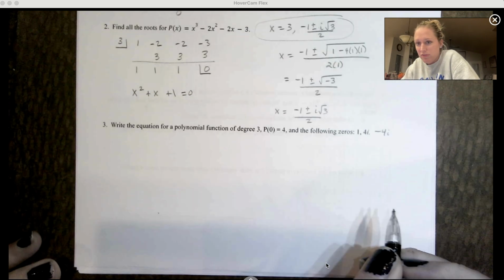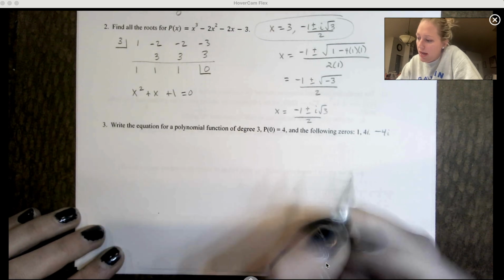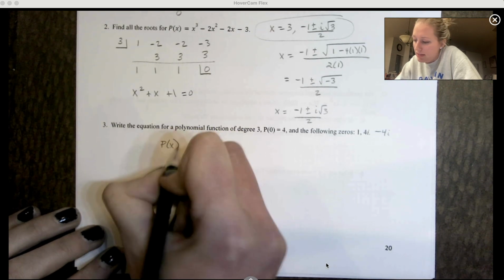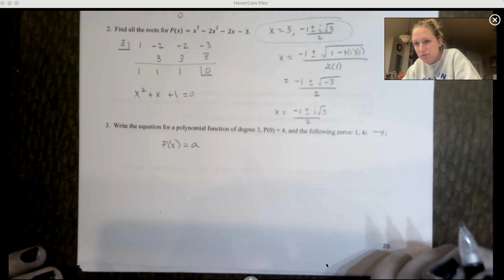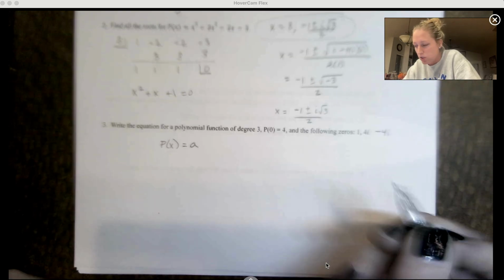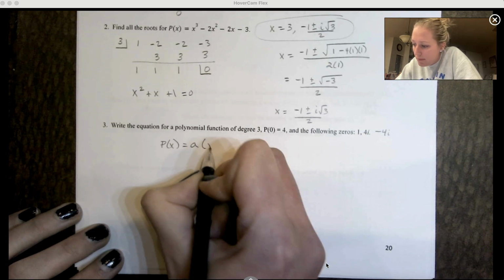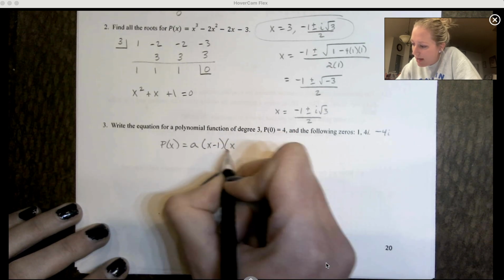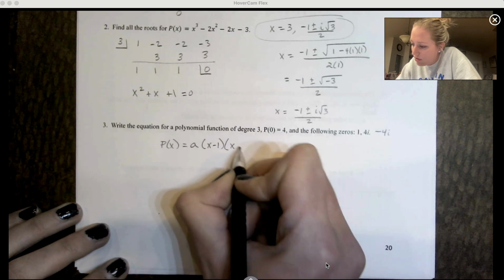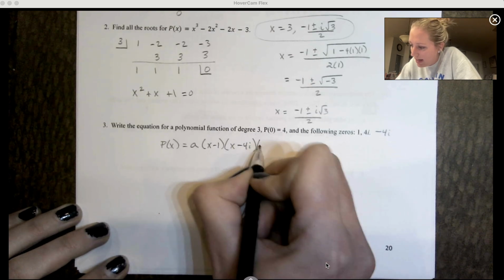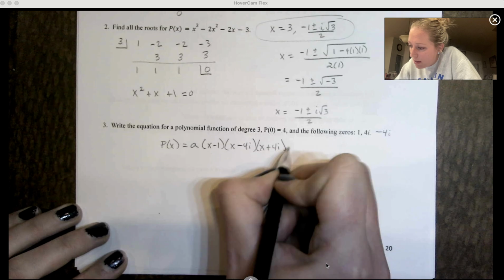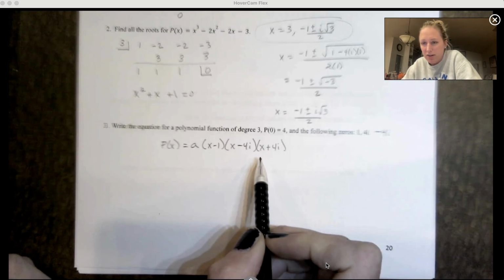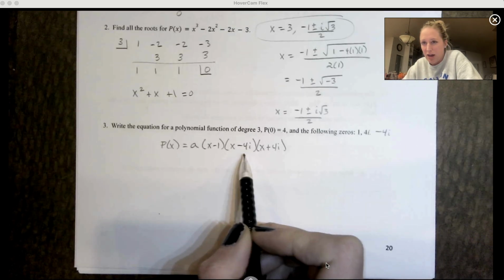So if I were to write this in factored form, we have p of x equals, we have some leading coefficient possibly, and I don't know what that is, so I'm just going to call it a. And then I'm going to write my expression in factored form. So I've got x minus 1 if 1 is a zero, x minus 4i, and x plus 4i. Okay, so we can leave it in factored form, but we don't want to write it with i's.